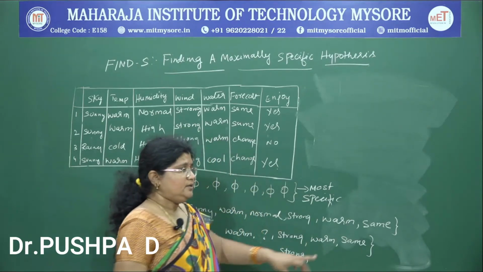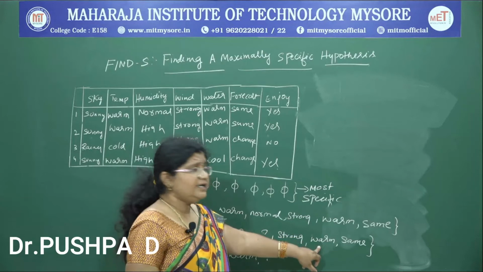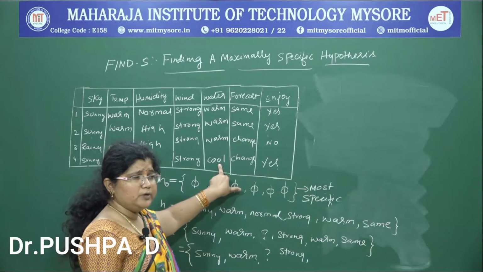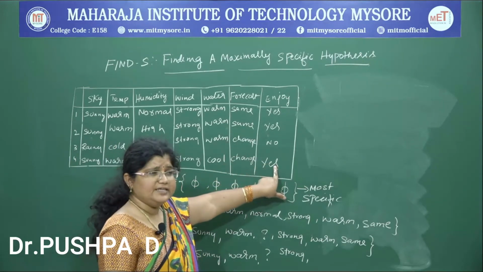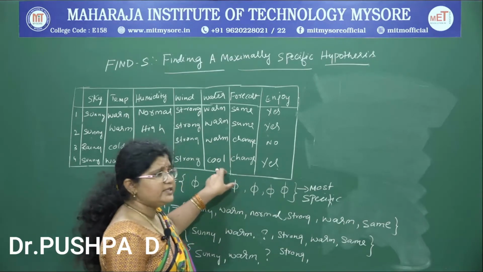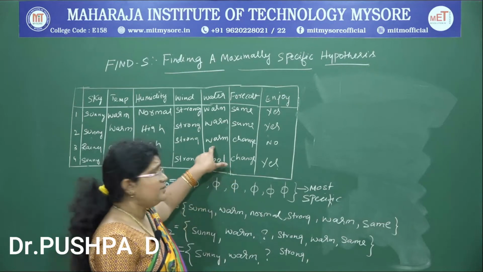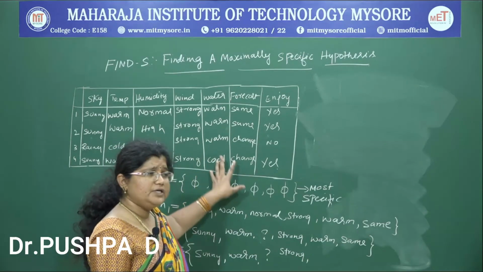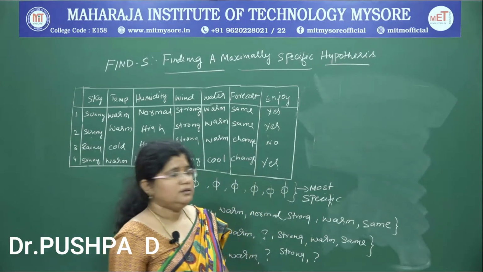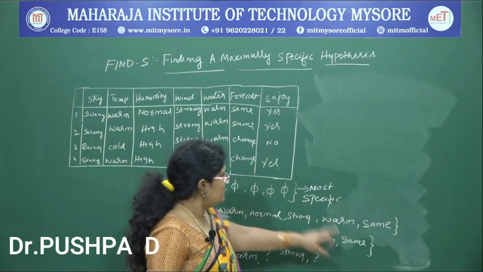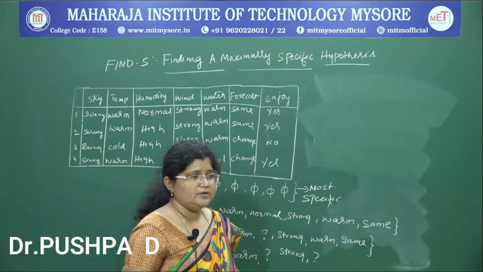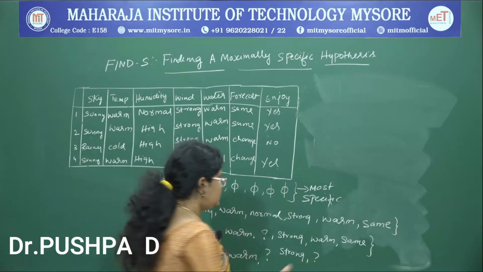Next, strong, strong, as it is. Now coming here, in the H2 hypothesis it is warm, but in the fourth training example it is cool, and the concept here is yes. So both values are accepted for the positive training example, cool as well as warm. So instead of these two, we are going to replace it with a question mark. The same change is present here as well, so the same change, two attribute values, and instead of two we replace with a question mark.